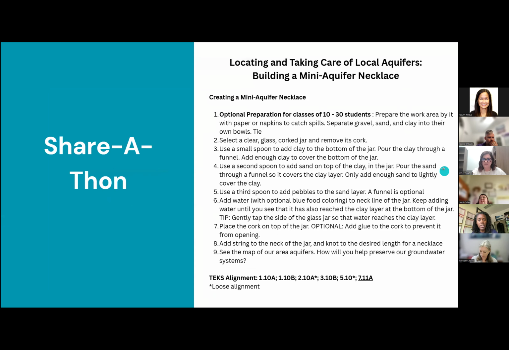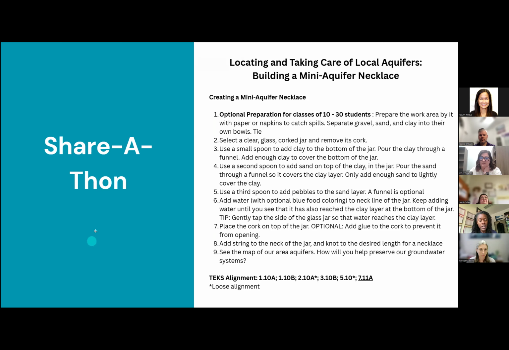Thank you. So the steps for putting together the miniature aquifer necklace are listed there. And at the very bottom, I went ahead and added some clearly aligned TEKS and some loosely aligned TEKS. What's really interesting about this activity is that it is very well aligned with grade 1, and then there's this huge gap that jumps all the way up to grade 7.